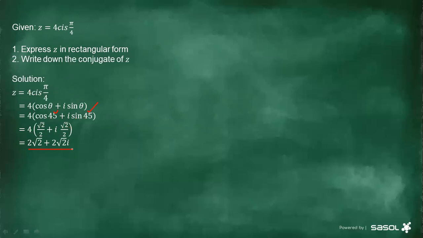Number 2, you write down the conjugate. Let's write the conjugate. For the conjugate, you just change the sign of this i. Hence we see -2 square root of 2 i. So just change the sign. So that's how simple it is. It's very simple to write a conjugate. All right.